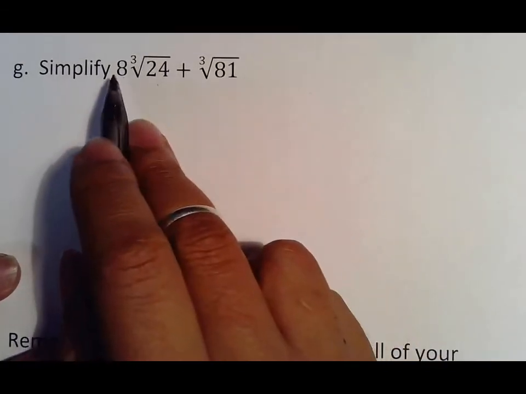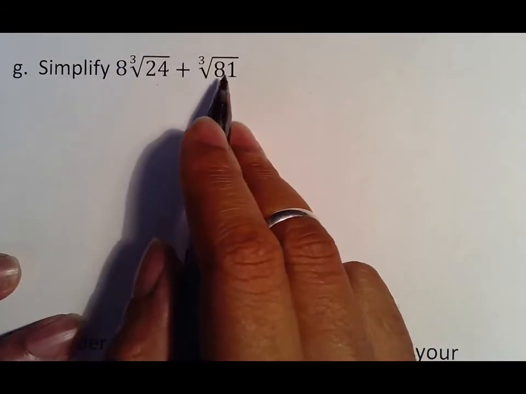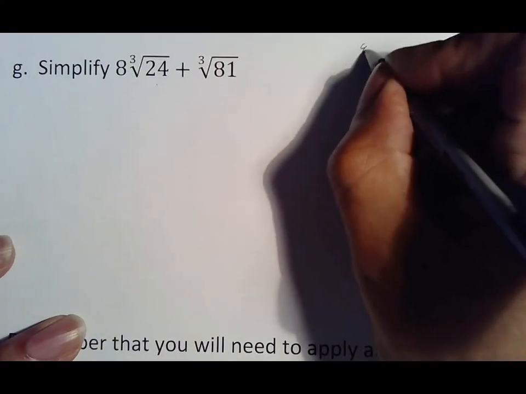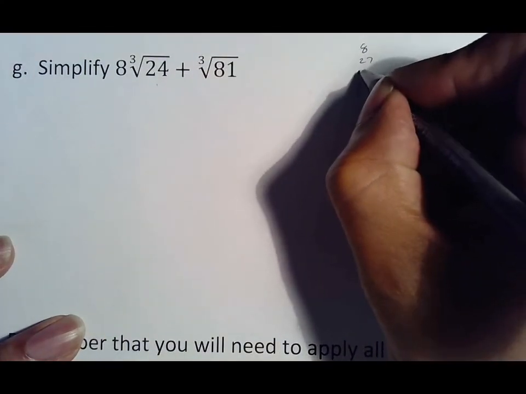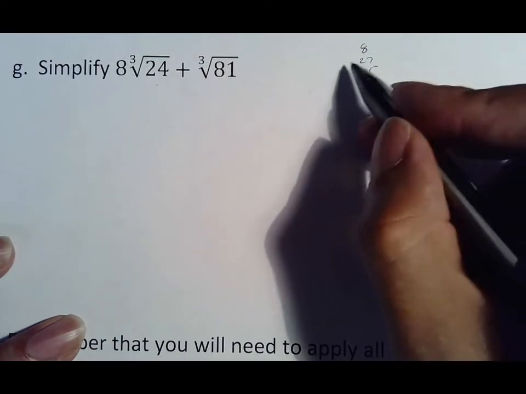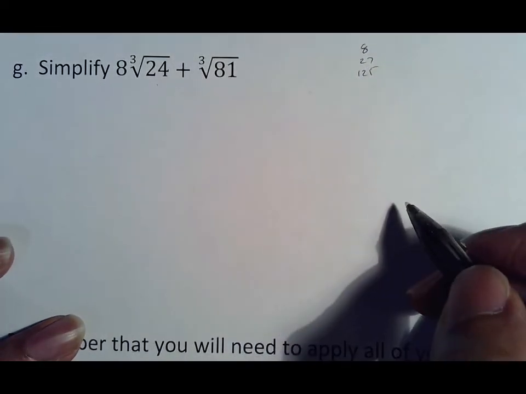Third root 8 times the third root of 24, third root of 81. I remember the third root numbers as 8, 27, 125. And remember, that's 2 to the third, 3 to the third, 5 to the third. That's where I get my list from.